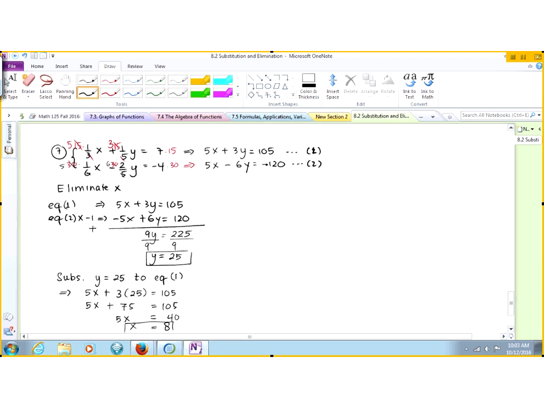Oh, no wonder. Where is 12y? Equation 1, 5x plus 3y. Oh, see, I was sleeping here. This is supposed to be what? This is supposed to be 12y, right? Because I have 6 times 2. See, I'm sleeping. You guys are awake, huh?